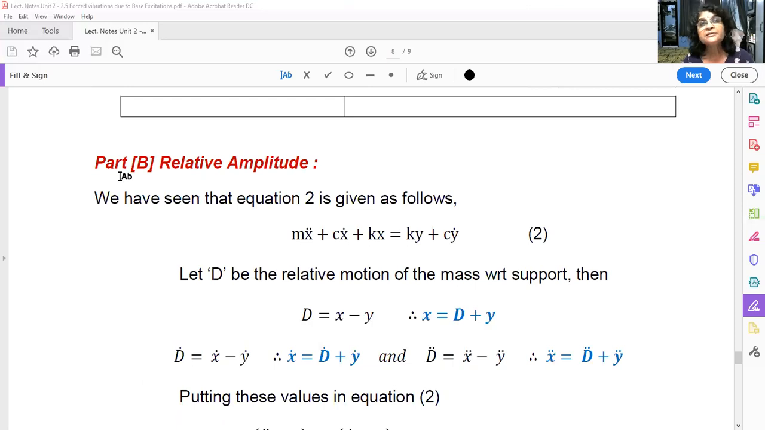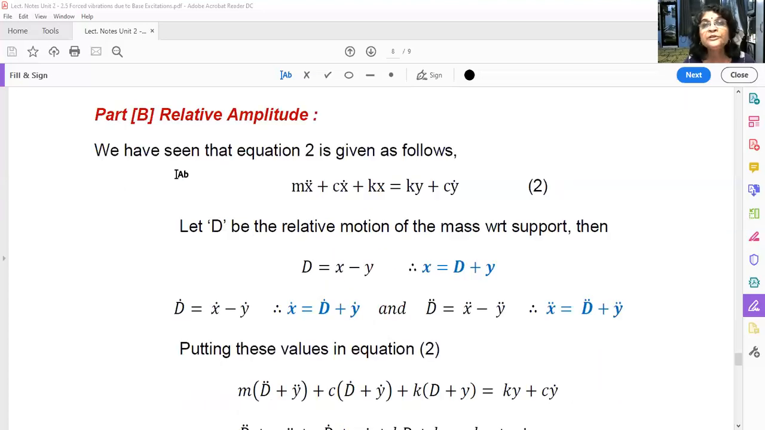Then the second part is relative amplitude. The same case we are studying, forced vibration due to support excitation. The first part we have finished, that was the absolute amplitude. Now this is the second part, that is relative amplitude. Because your mass is vibrating and your support is also vibrating, there is a relative amplitude between support and mass. So relative amplitude is applicable only in the third case. There is no relative motion applicable to case number 1, forced vibration due to external excitation, and case number 2, forced vibration due to unbalanced force.